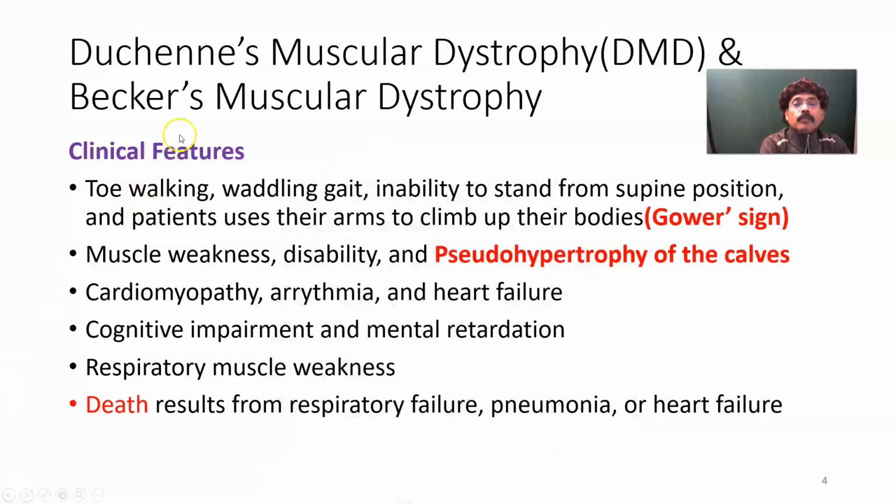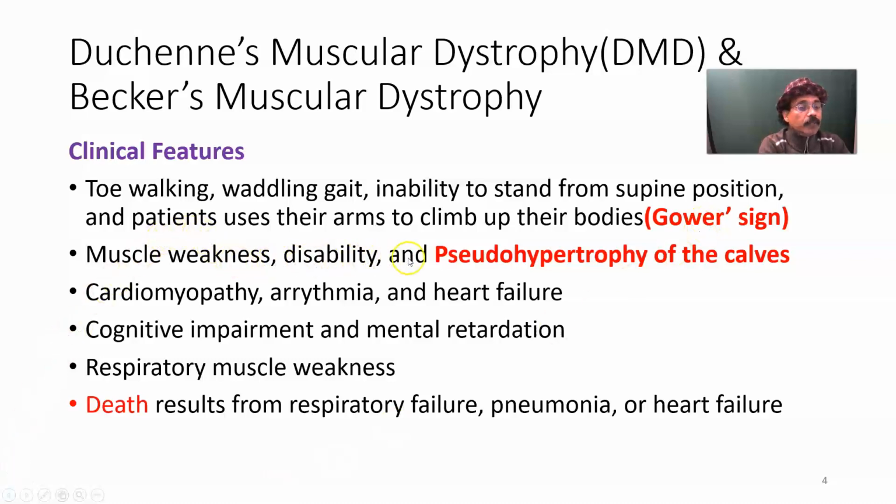Okay, so we go to the clinical features. Toe walking, waddling gait, because the proximal muscles around the hip joint are weak initially, then around the arm will be weak. Inability to stand from supine position, and the patient uses their arms to climb up their bodies. That is called Gower sign. Very much characteristic for Duchenne muscular dystrophy.